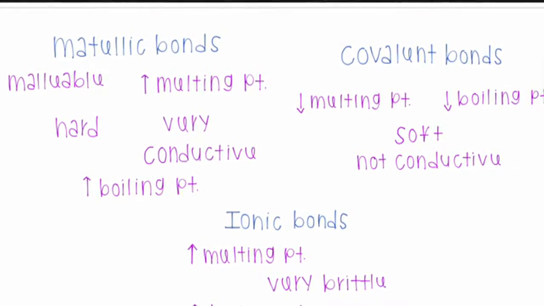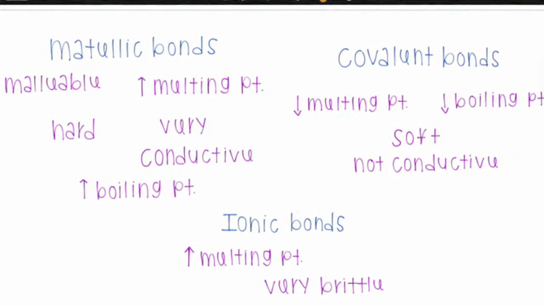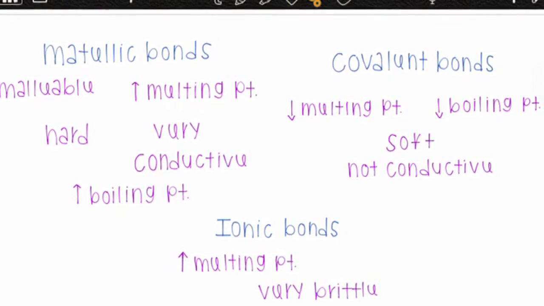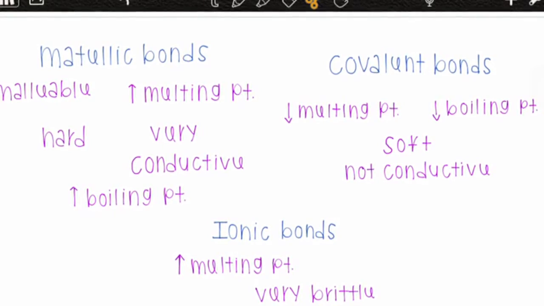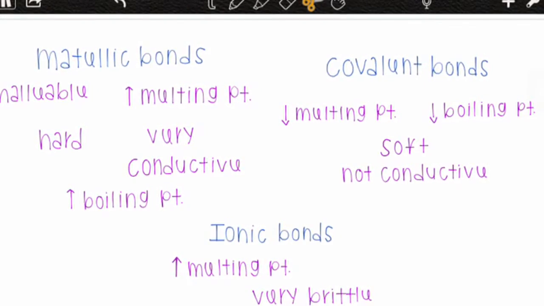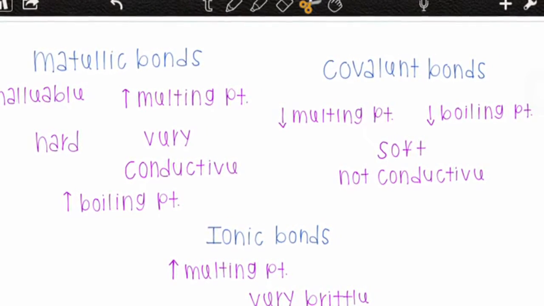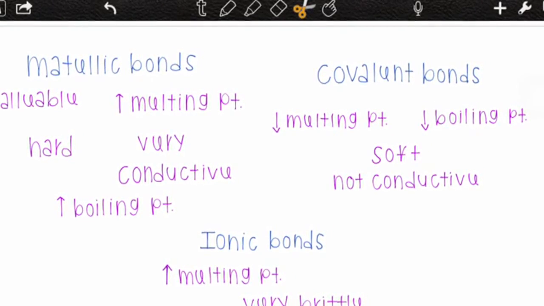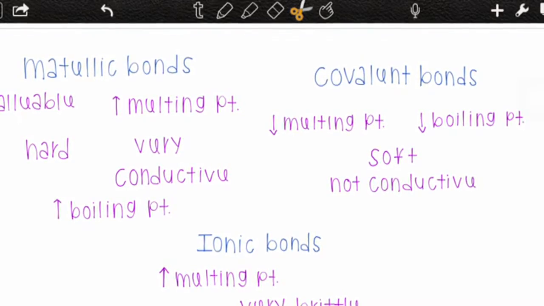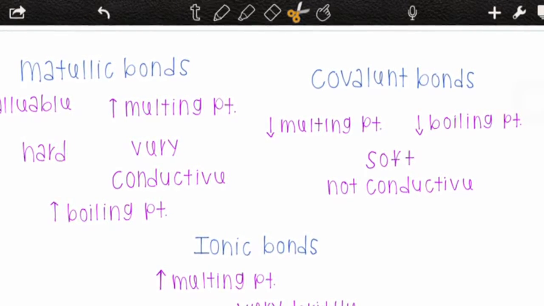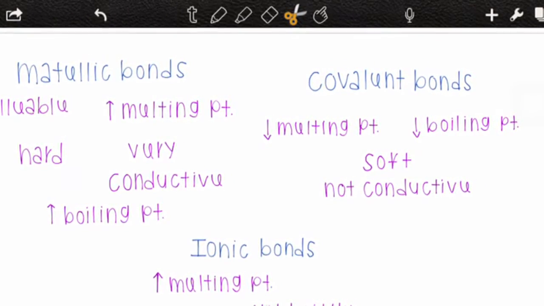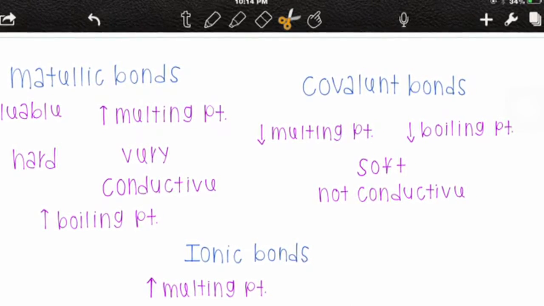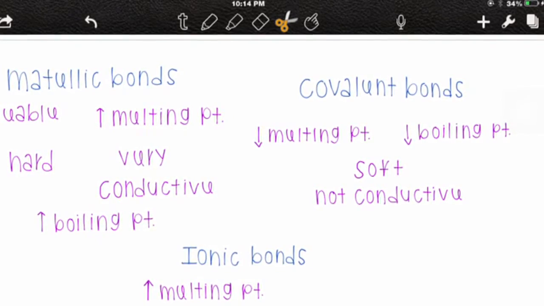There are many other properties associated with metallic, ionic, and covalent compounds. Metallic compounds are malleable, meaning bendable, hard, with high melting and high boiling points. Covalent compounds have low melting and low boiling points, are soft, and are not conductive to electricity. Ionic compounds have high boiling and high melting points. They are non-malleable and are very brittle.